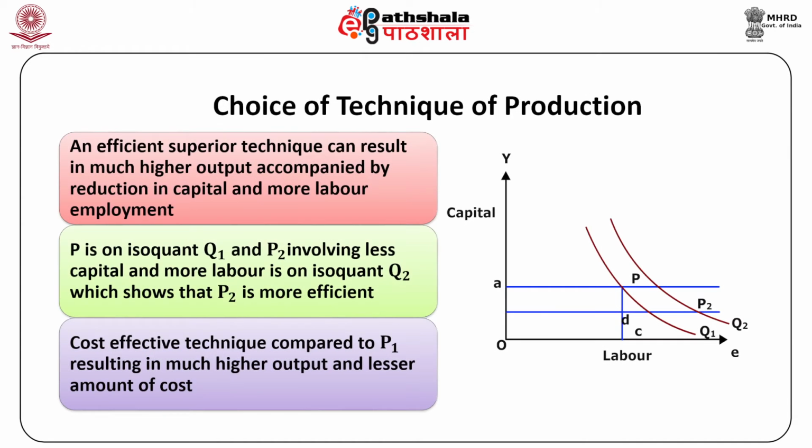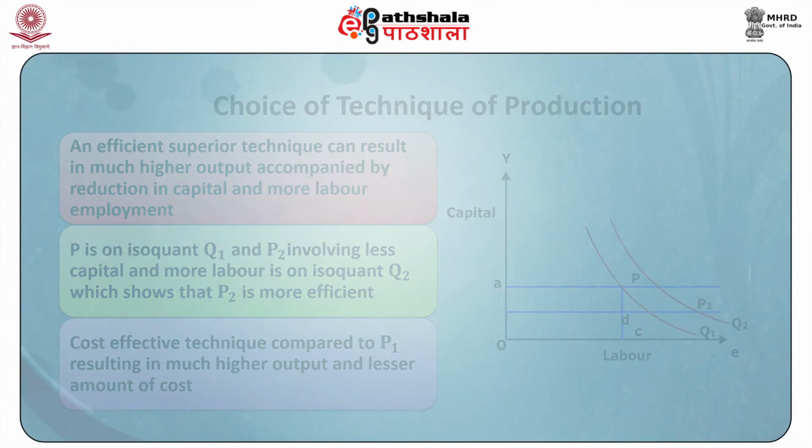An efficient superior technique can result in much higher output accompanied by a reduction in capital and more labor employment, as is evident from the diagram where P1 is on isoquant Q1 and P2, involving less capital and more labor, is on isoquant Q2, which shows that P2 is a more efficient and cost effective technique compared to P1, resulting in much higher output and lesser cost, which is relevant to less developed countries like India, which is also now indicated in the figure.